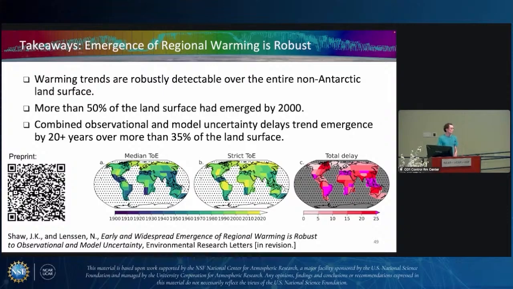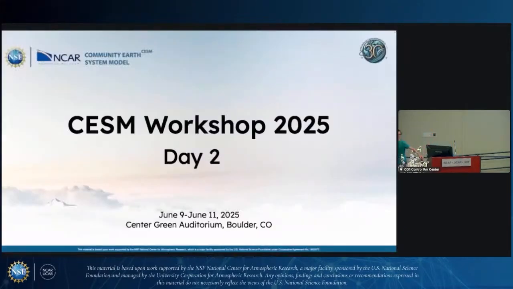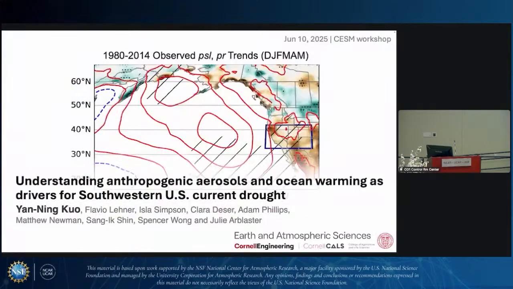All right, thanks. We are at 10 minutes, so I think we'll skip questions and encourage you to ask them of Jonah in the break. We'll move on to our next speaker. That's Yanning Kuo, and that's about the role of anthropogenic aerosols and ocean warming in driving southwestern U.S. drought.